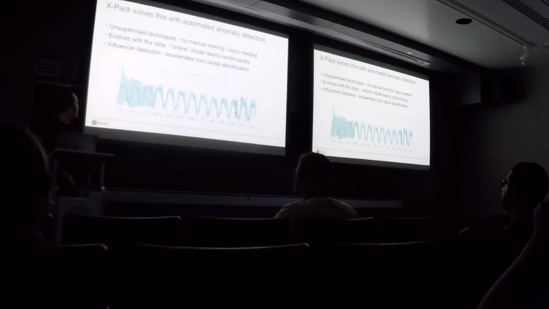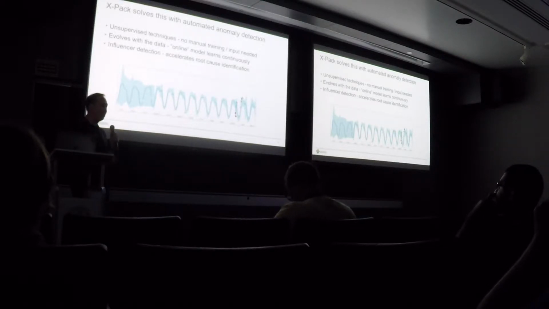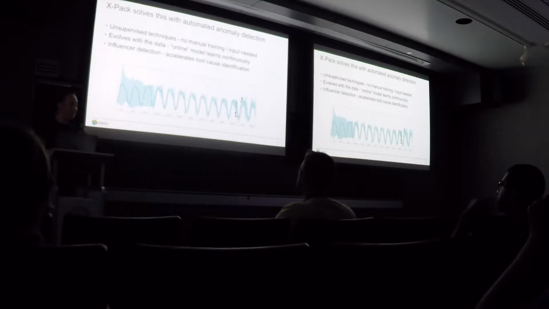As I already mentioned, it's an unsupervised technique, and it evolves as more data keeps coming in, adjusting to the data. Also, there's a thing about influencers, and we'll talk about that in a minute in the demo. Essentially, you can specify that the algorithm keep track of certain influencers that might be affecting the anomaly.